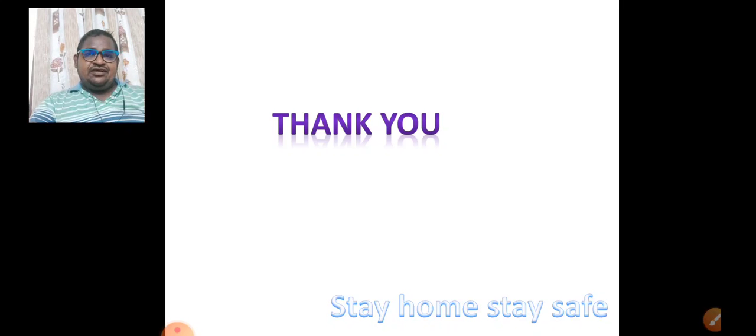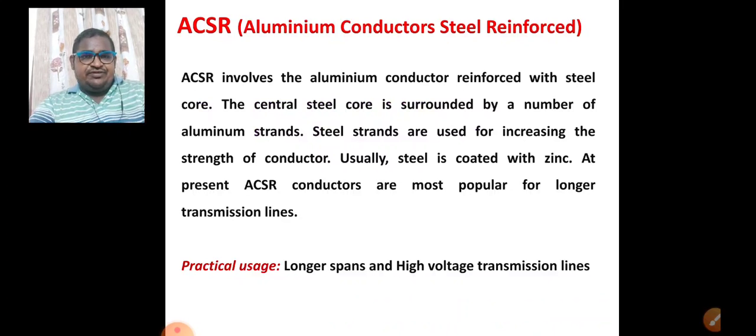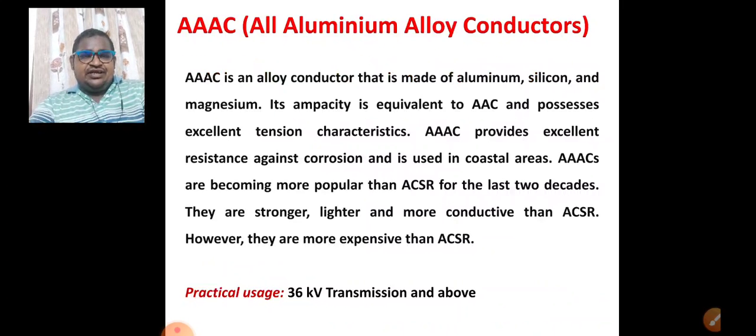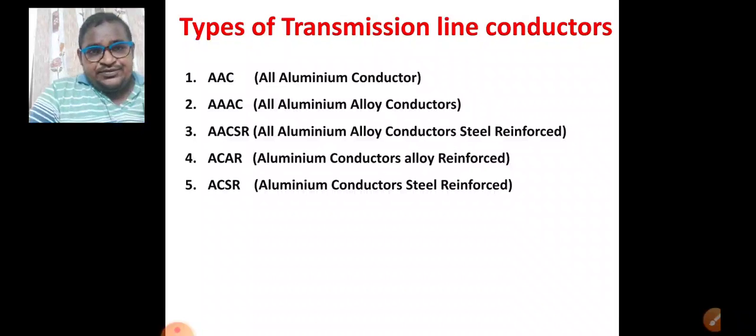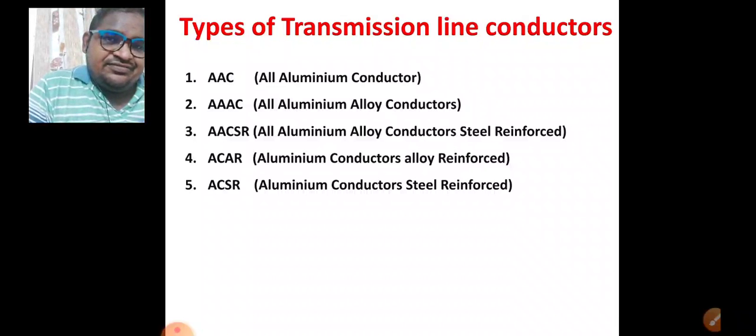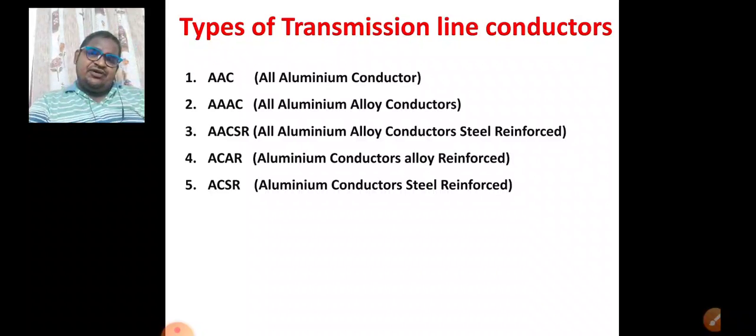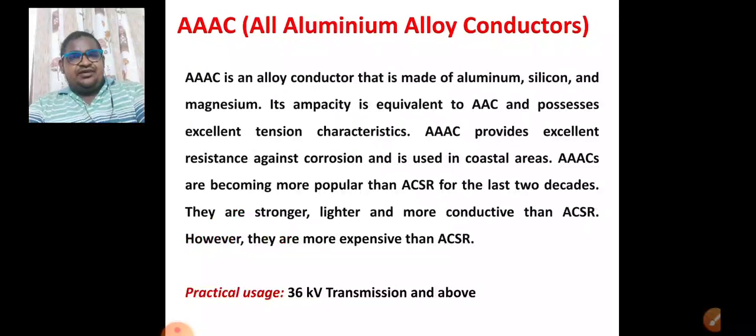I hope you learned something about the types of materials which are used in the transmission system. Once again, let me repeat what are the various types of materials we use in the transmission system. AAC, AAAC, AACSR, ACAR, ACSR. Please remember all these things, and out of these five, the one best suited for transmission lines nowadays is ACSR.